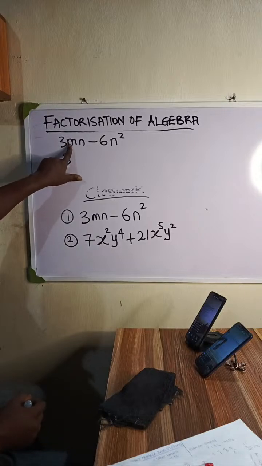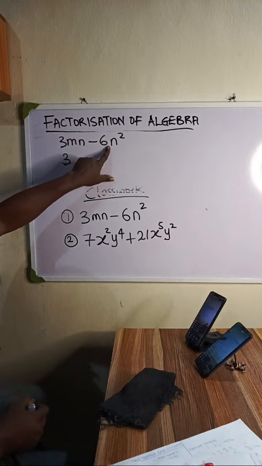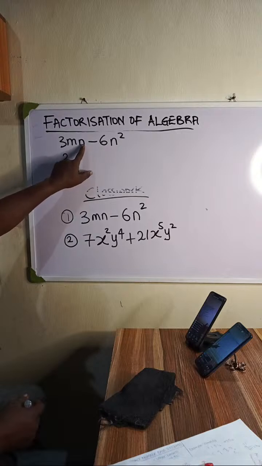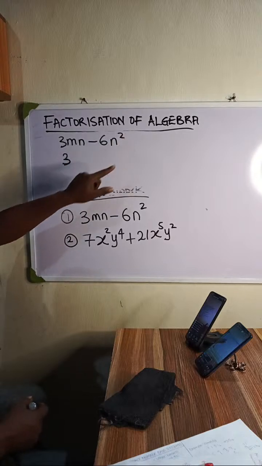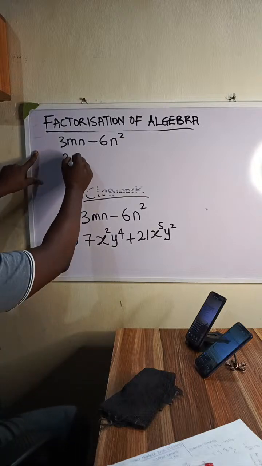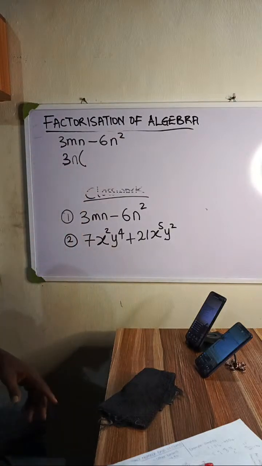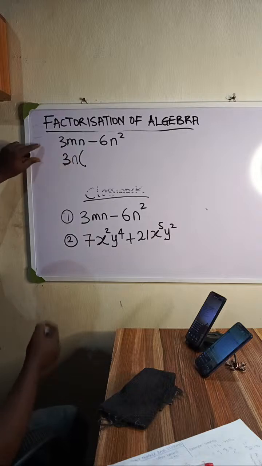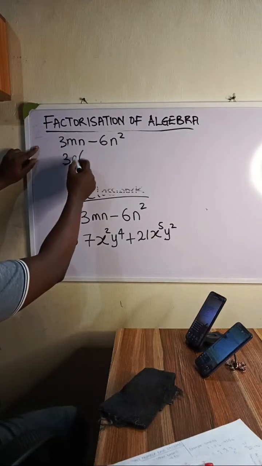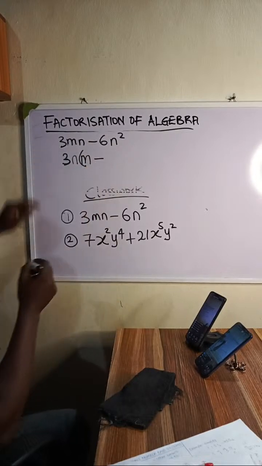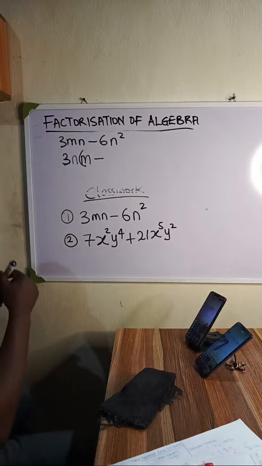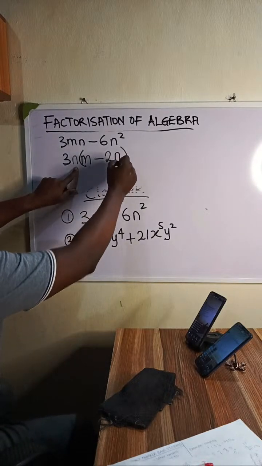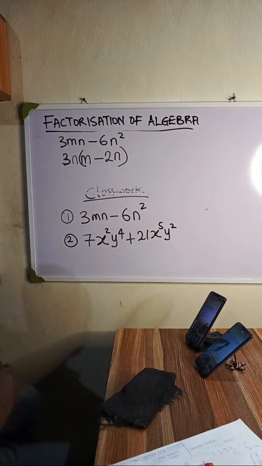Over here, we have m. Over here, we don't have m. So m is not common, so we are not going to write it here. Over here, we have n, and over here, we have n squared. So we pick the smaller one, which is n. Then 3mn divided by 3n: 3 is going to cancel 3, n is going to cancel n, so we have m. Minus 6 divided by 3 will give us 2. n squared divided by n will give us n. And that becomes the answer. Okay?